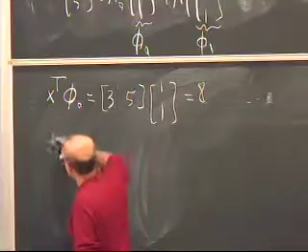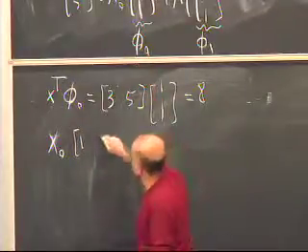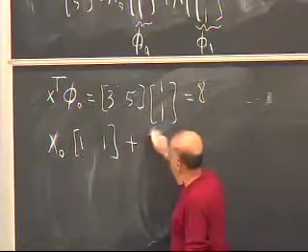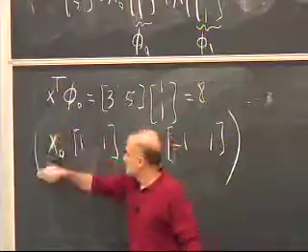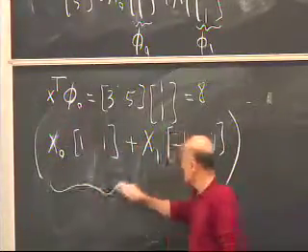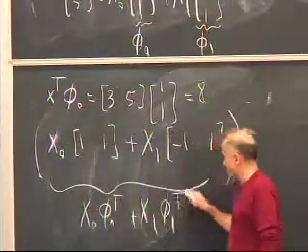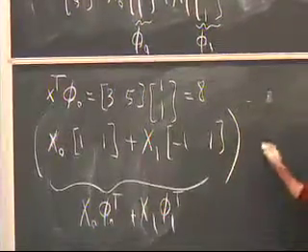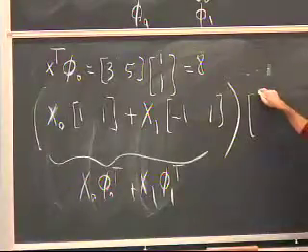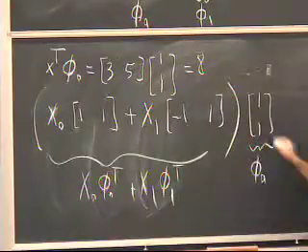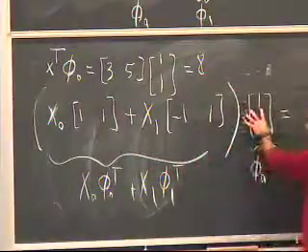But on the other side, you have x0 phi 0, so you transpose that, plus x1 phi 1. So this whole thing is now x0 phi 0 transpose plus x1 phi 1 transpose. I've taken everything and transposed it. And I'm multiplying this by what? 1, 1. What do you get? This times this gives you what?